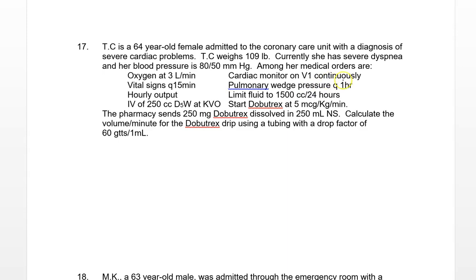She needs a cardiac monitor on the V1 continuously, pulmonary wedge pressures every hour. We need to limit her fluids to 1,500 cc's over 24 hours, and we're going to start Dobutrex at 5 micrograms per kilogram per minute. So the only thing we need out of these orders is this Dobutrex. The doctor orders Dobutrex 250 milligrams in 250 mLs, and we're going to calculate the volume per minute using a tubing of 60 drops per ml. So we need drops per minute.